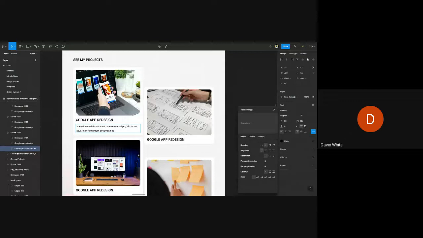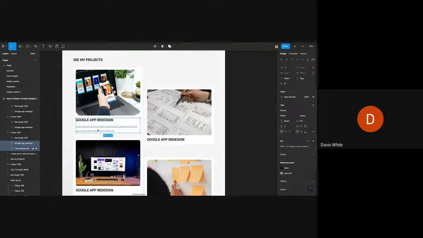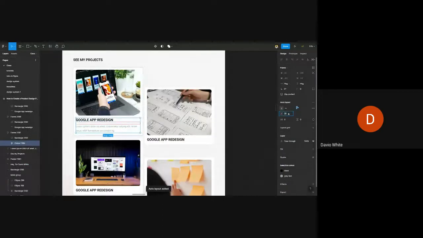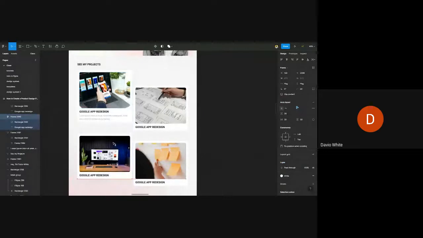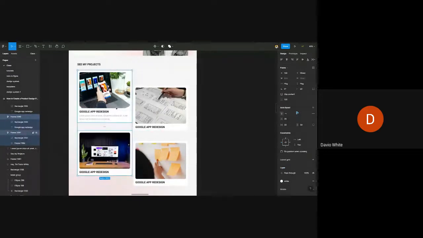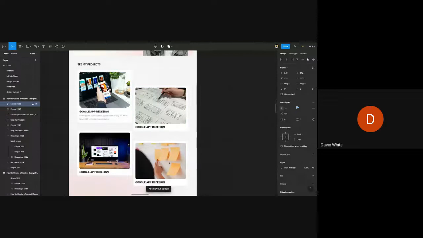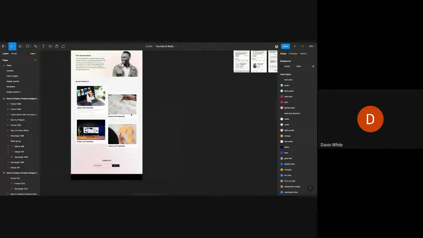Separate this. I have a text color over here, something like gray. Select this, auto layout, and the proximity between them. And yeah, you're going to have something in this nature. Auto layout, 154, 120, 120. Okay, so I'm done with the first part.